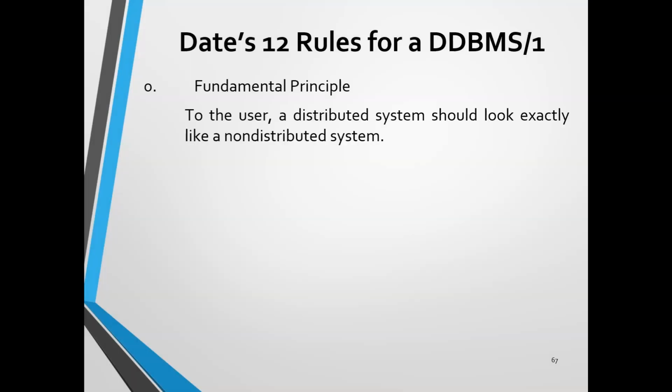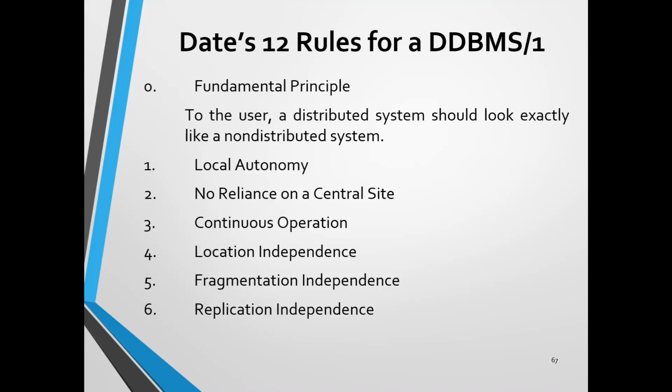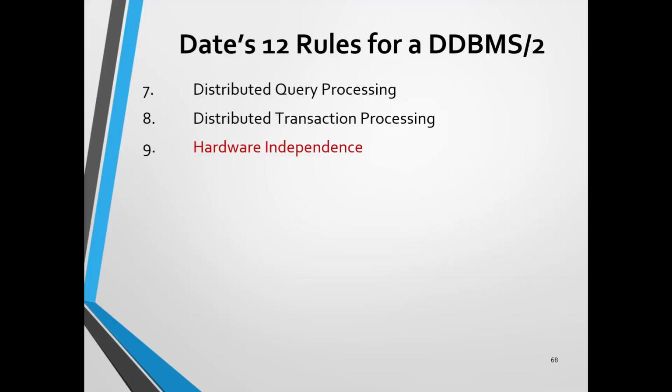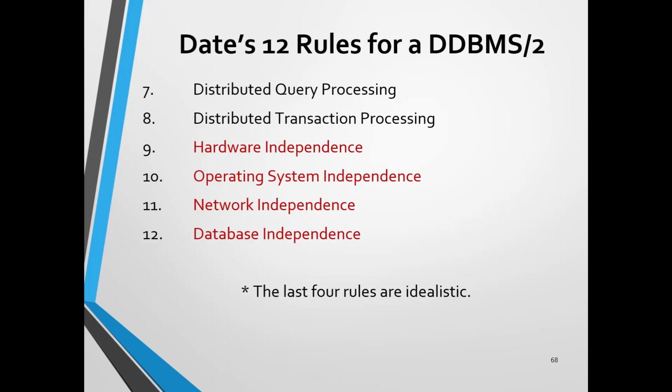So we have Date's 12 rules of a DDBMS. Fundamental principle: to the user, a distributed system should look exactly like an undistributed system. Local autonomy, no reliance on a central site, continuous operation, location independence, fragmentation independence, replication independence. We also have distributed query processing, distributed transaction processing, hardware independence, operating system independence, network independence, database independence. The last 4 rules are idealistic.